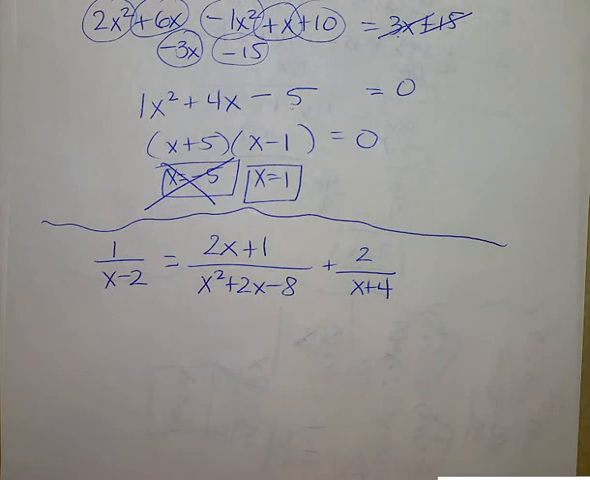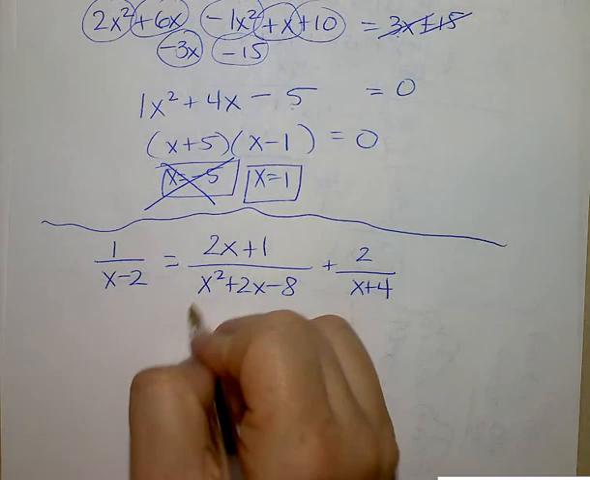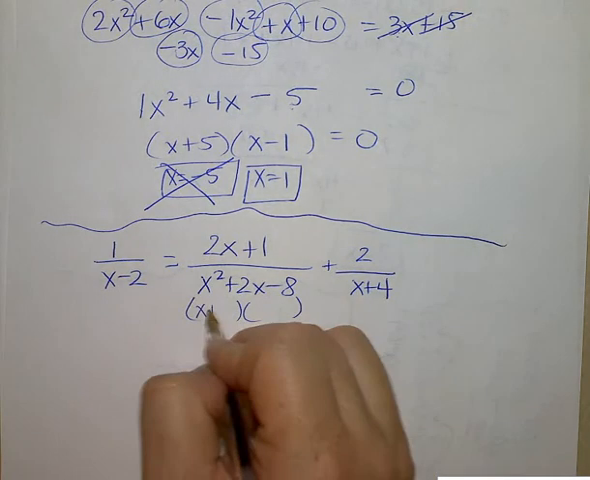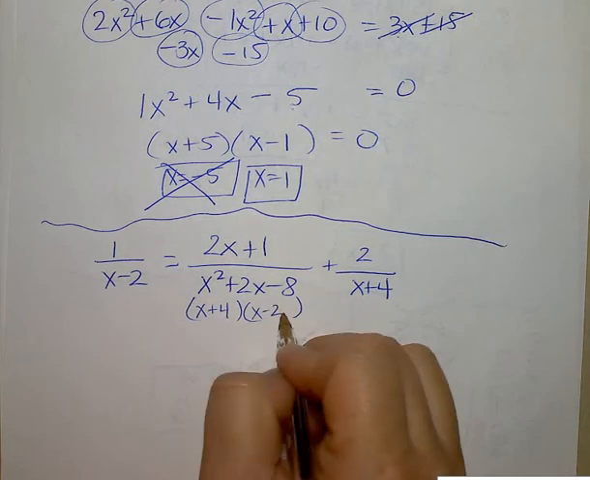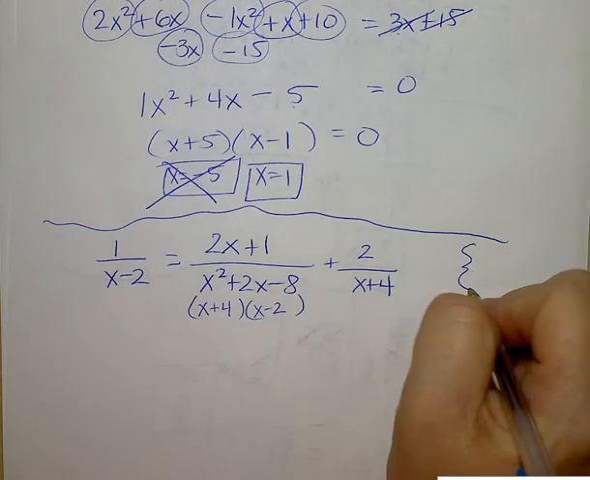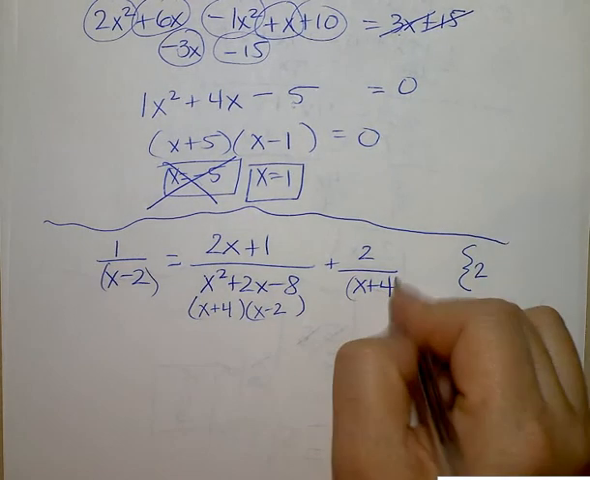Okay, so here's the shortcut. You ready? We are going to factor this. This factors into x plus 4 and x minus 2. So what values would we need to exclude? Our final answer cannot include a 2 or a negative 4. Keep that in mind.